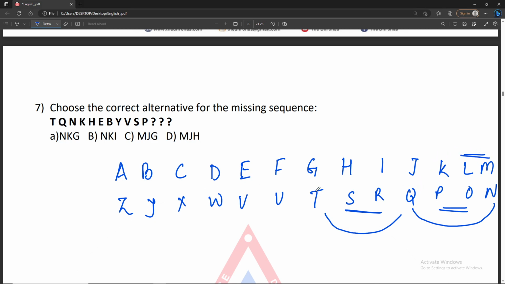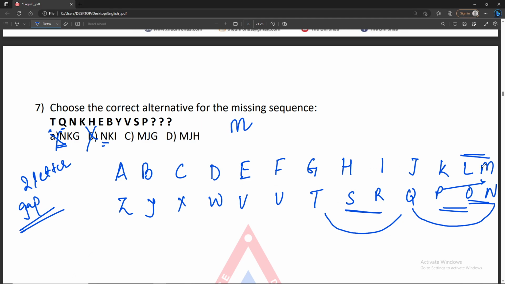That means between all the letters there is a gap of two letters. So here comes P. After P there will be a letter with two gaps. That means the next letter should be M. You can see option A starts with N, and the correct one starts with M. That means option A and option B are eliminated. This is called the elimination method. You can also do it in the examination to save your time.